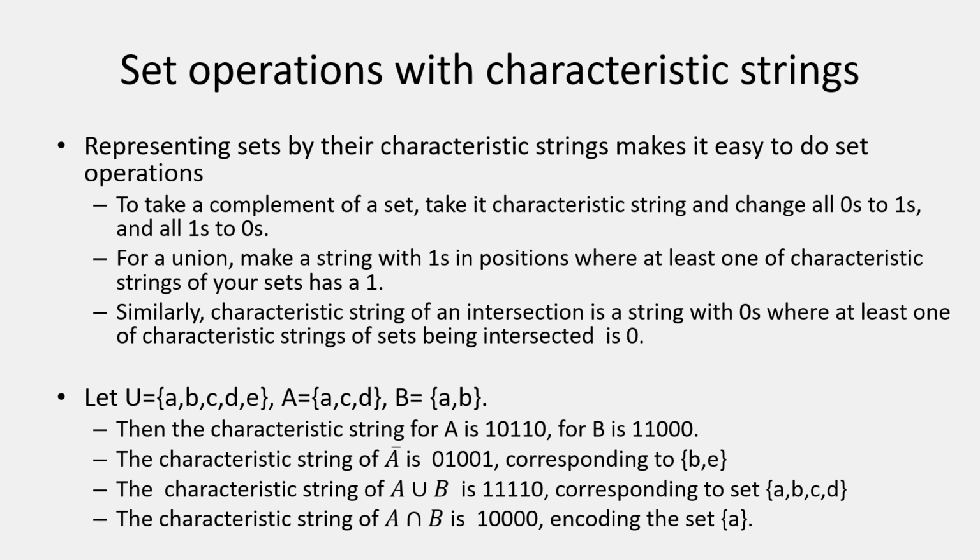And very similarly, if you're doing intersection, you make the characteristic string of the intersection by checking for every position whether at least one of the strings has a 0 in that position. That is, whether at least one of the sets does not have that element. If so, you set it to 0, otherwise you set it to 1. And again, doing it on our A and B, we end up with string 1, 0, 0, 0, 0, which encodes a set containing only the element A.